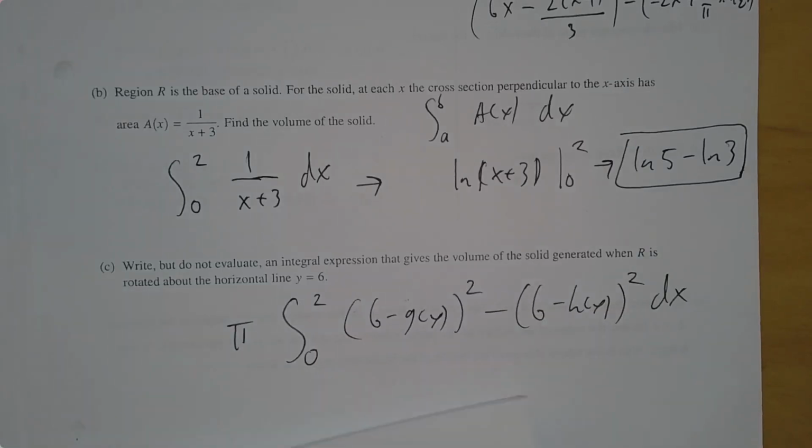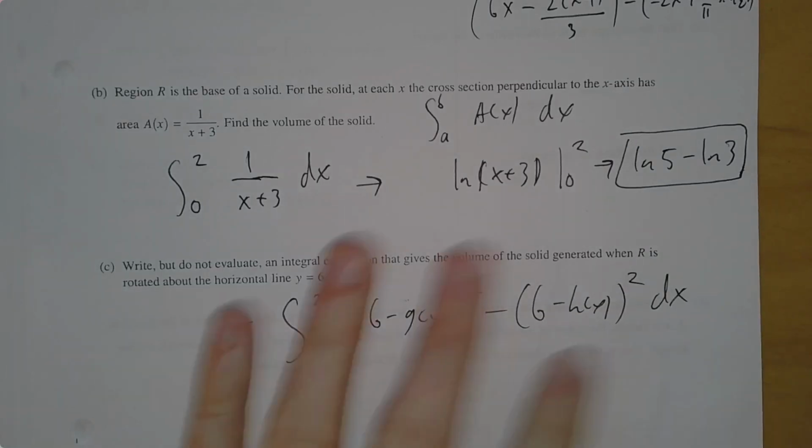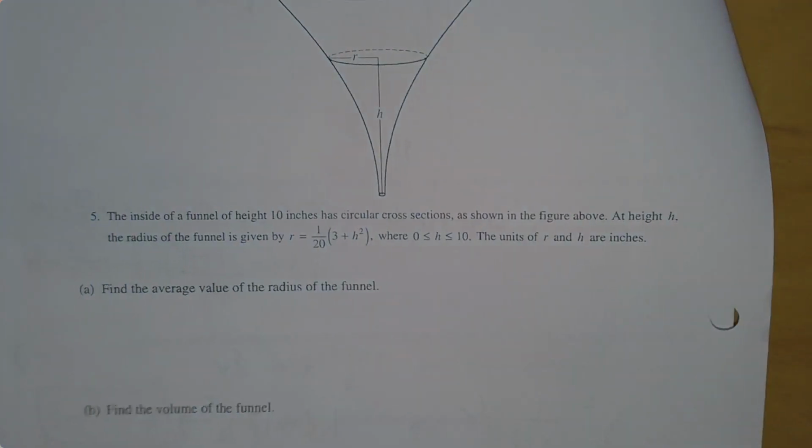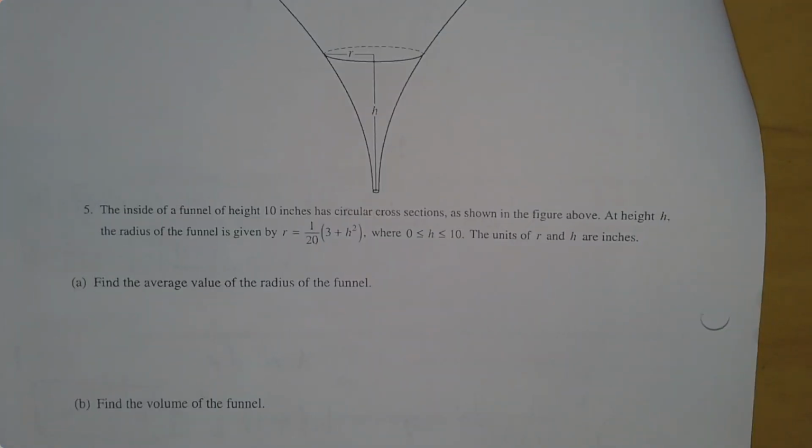Alright, we're on the last one, guys. Last part of this Unit 7 video. The funnel. Alright, this is from 2016. Inside of a funnel of a height of 10 inches has a circular cross sections, as shown in the figure above. At height h, the radius of the funnel is given by r equals 1 over 20 times (3 plus h) squared, where h is between 0 and 10. The units of r and h are in inches. Find the average value of the radius of the funnel.